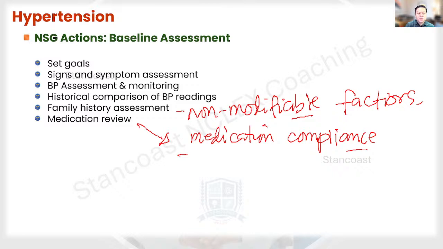This will also help us evaluate for the efficacy of the medication regimen. Maybe the patient is no longer responsive to the ACE inhibitors. Maybe they're no longer responsive to the ARBs, the angiotensin receptor blockers. Maybe they're going to need another type of antihypertensive medication.